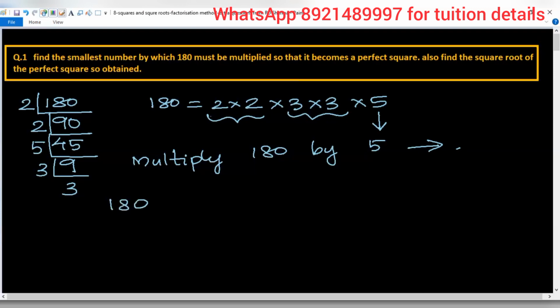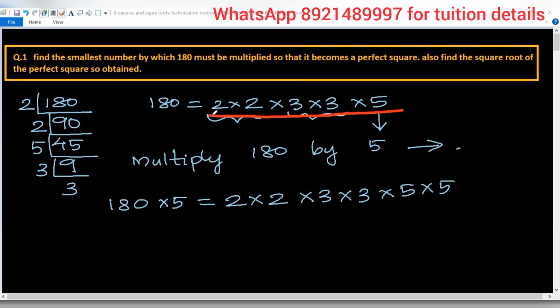That means 180 into 5 is the same as 2 into 2 into 3 into 3 into 5 into 5, right? See, 180 is actually 2 into 2, 3 into 3 into 5. 180 into 5 means this into 5. Got it? Now, what is 180 into 5? It is 900. Okay, so 900 is the multiple of 180 which is a perfect square.